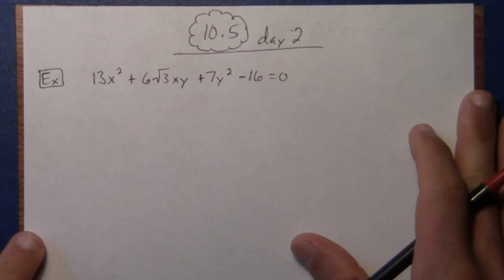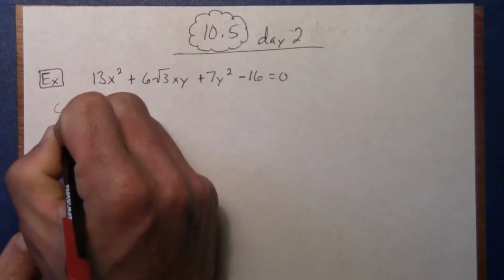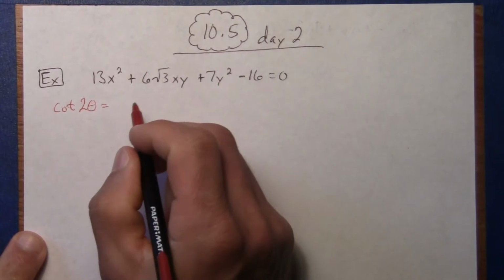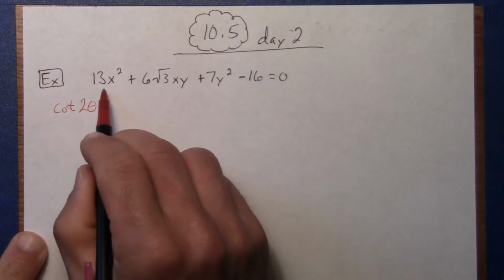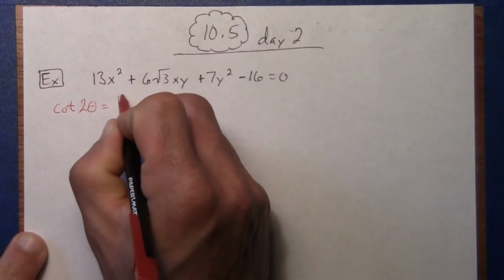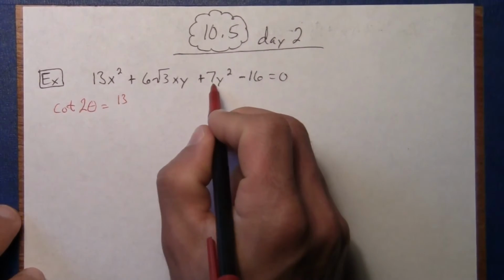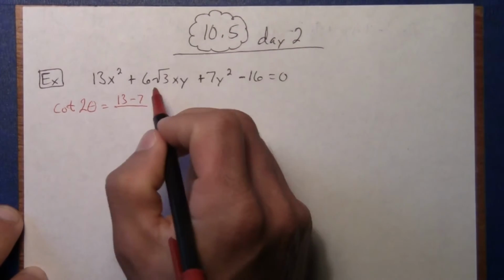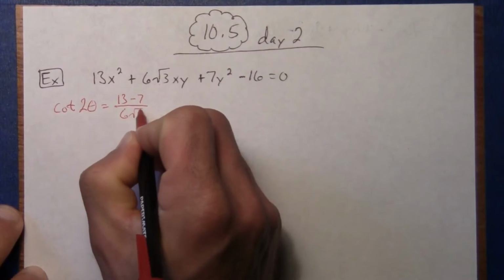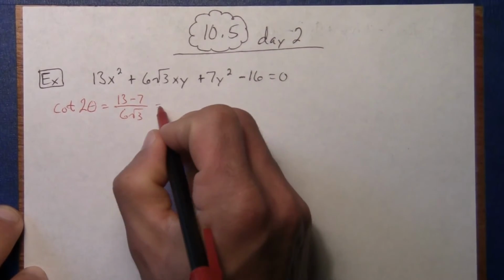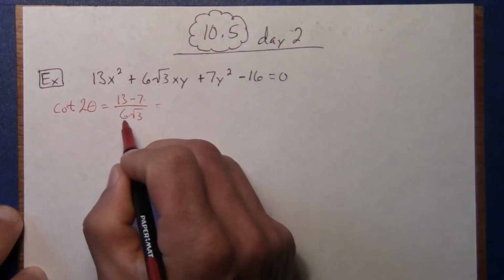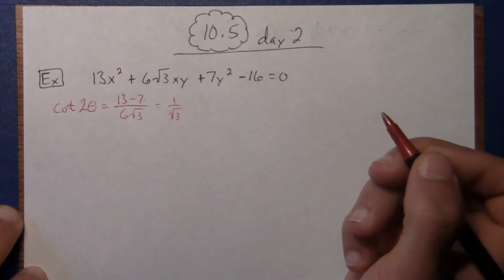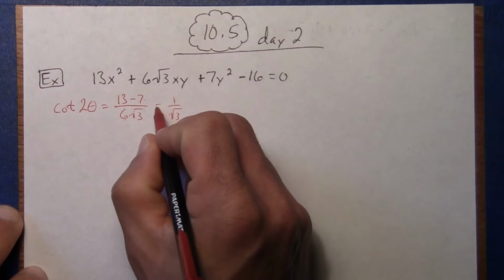It asks you to eliminate the xy term, so I want to start by doing the cotangent of 2 theta is equal to, and then it's a minus c over b. So a is the number in front of x squared again. Minus c, the number in front of y squared, divided by b, which is the number in front of the xy term. And so simplifying that, I can see it's going to be 6 over 6 square roots of 3, or that's going to simplify to this. Or if I want to rationalize it, I could.